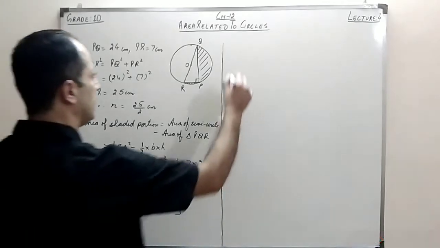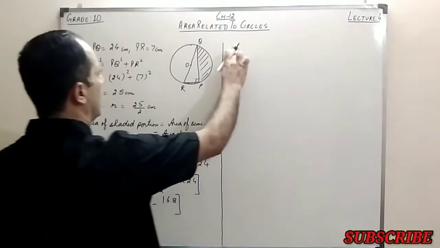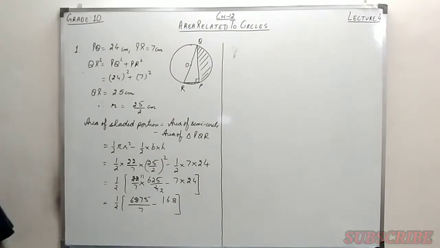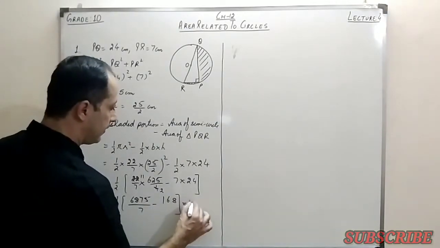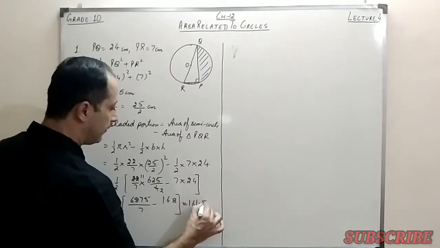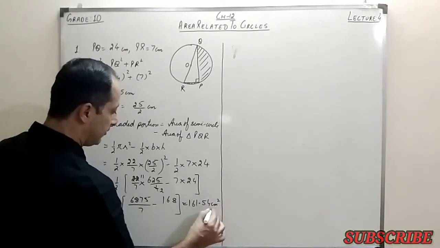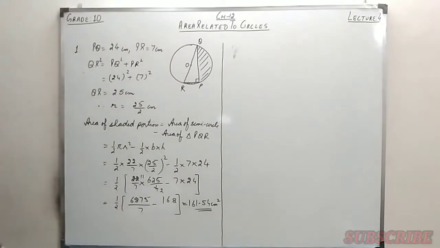So the next step would be to take the LCM and simplify. After taking the LCM and then simplifying, I just write the final result. This is 161.54 centimeter square. This is what you get in the end after simplifying. So this was the first question.